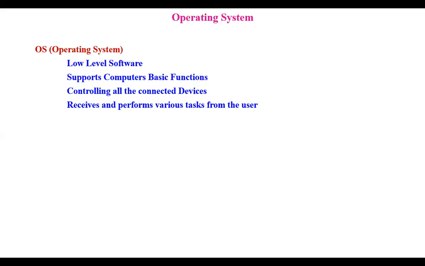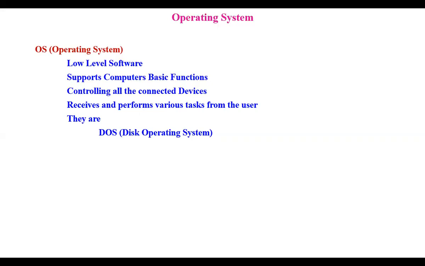It receives and performs various tasks from the user. We give commands, and depending on the commands we give, that is from the user, the computer performs. Suppose I want to play an audio file. It plays and gives out the output in the form of sound. Suppose I play a video file. On the monitor, on the screen, we get a video. So likewise, depending on the operations we do, it performs accordingly.